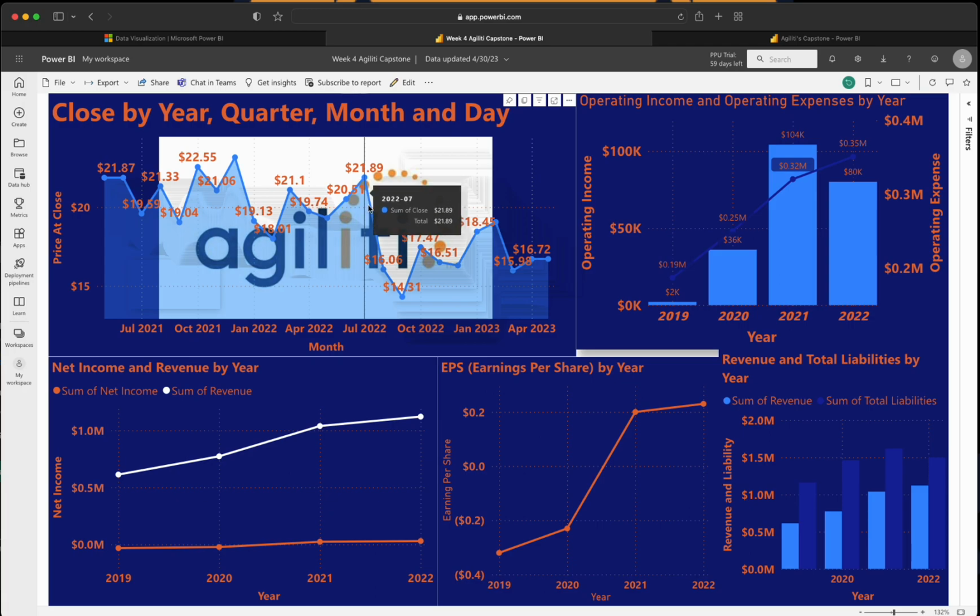This is due to an acquisition that we made. We bought another surgical company. Stock prices went down, and then they started coming back up.